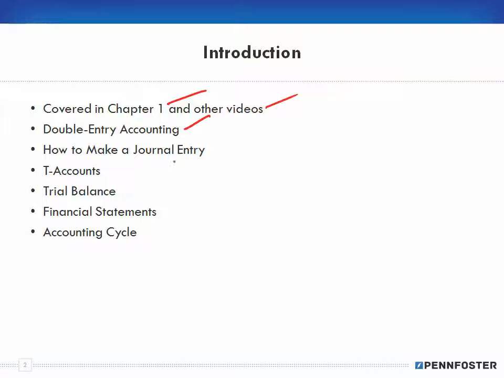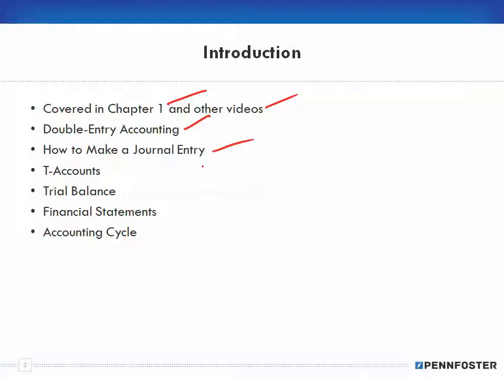Those are the Introduction to Accounting and Bookkeeping videos. We talked about double entry bookkeeping and why it's important. We talked about how to make a journal entry if you don't know how to make one, or just the general process that I think about when I create a journal entry. Remember, my way is not the right way. It's just a different way.